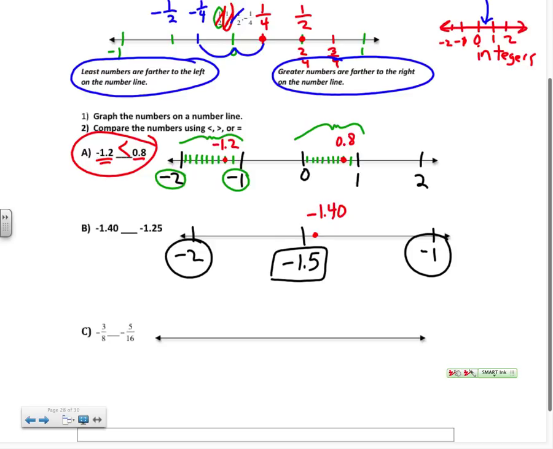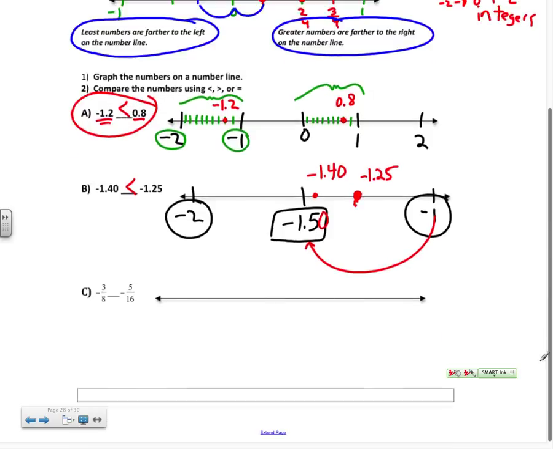Okay, because it would be negative 1.4, 1.3, 1.2, 1.1, and then negative 1. All right, negative 1.25 would be right here. Because if I were to add a 0 here, we could see that negative 1.25 is halfway between negative 1 and negative 1.5. It's halfway between, so it would be right about there. So on our number line, negative 1.4 is to the left of negative 1.25, so it must be less than.